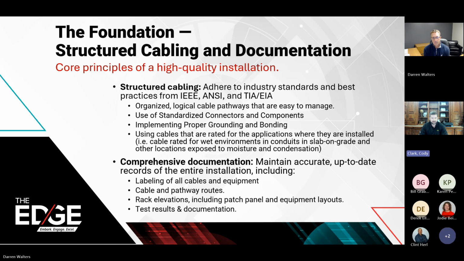Examples of that are in wet environments, slab on grade, things like conduits running through the slab, where you're going to have moisture and condensation. You want to make sure you're using an OSP or outdoor rated cable that's going to be able to stand up to that moisture, whereas a plenum cable would not.